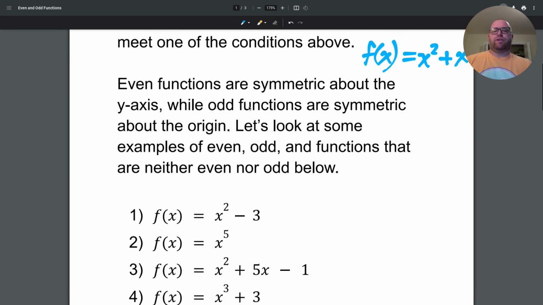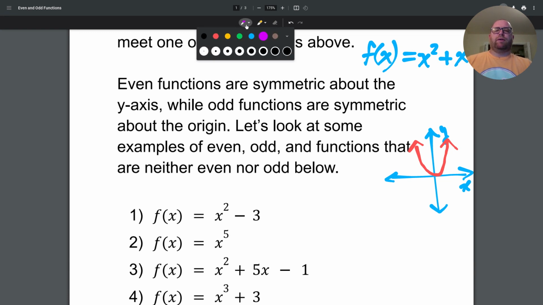Even functions are symmetric about the y-axis. So if we think of y equals x squared, if we draw our x and y axis, that's going to be a parabola, and it is going to be symmetric about the y-axis. If I drew it well, it would look symmetric. And if we think about odd functions, those are symmetric about the origin.